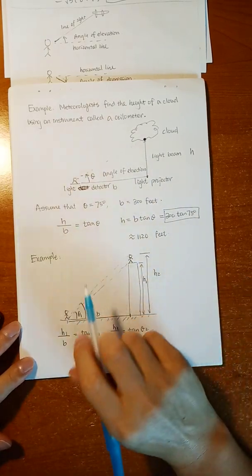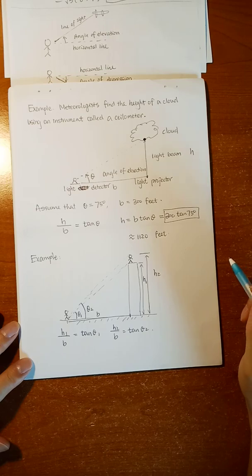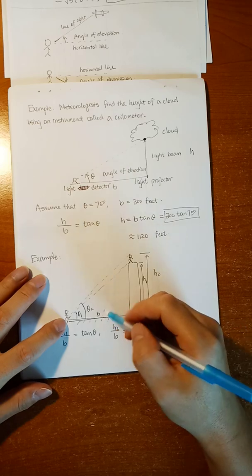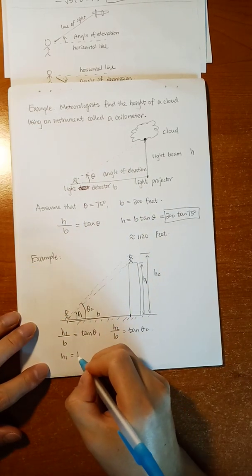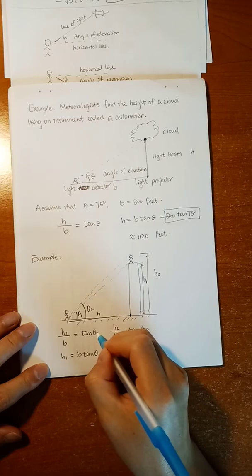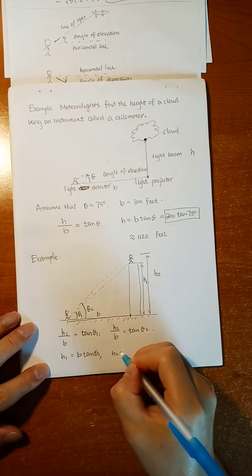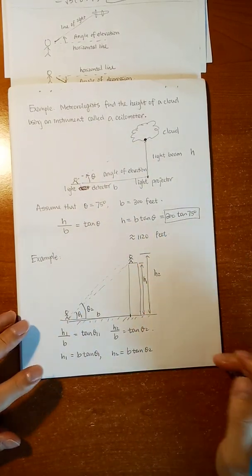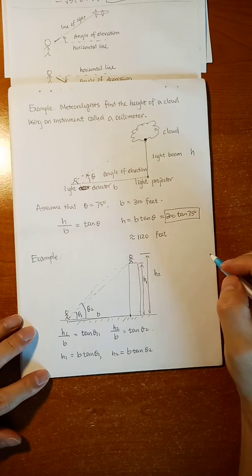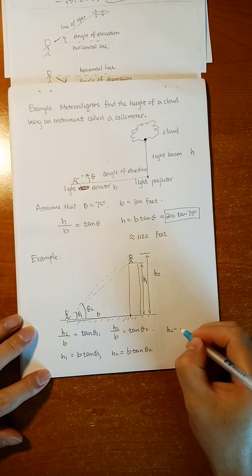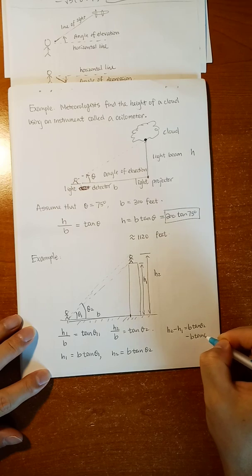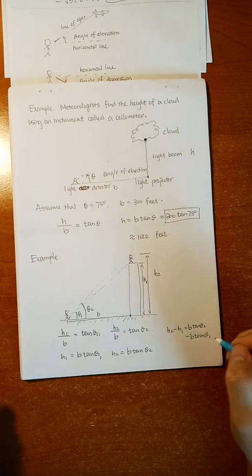We can use an instrument to measure those two angles, and we know the distance from ourselves to the building, the B. So we get h1 is B times tangent theta 1. h2 is B times tangent theta 2. Then h2 minus h1 will be the height of the statue. Right? So h2 minus h1 is B tangent theta 2 minus B tangent theta 1. This is the height of the statue.